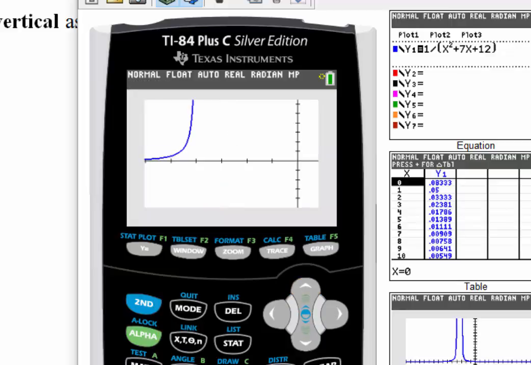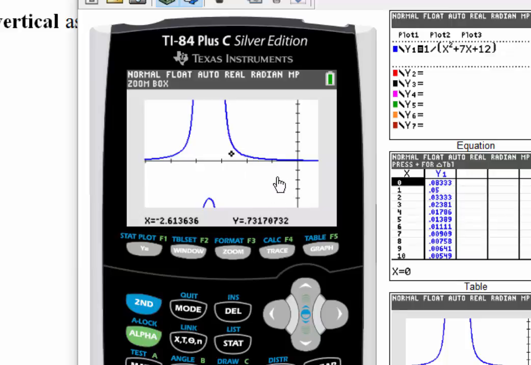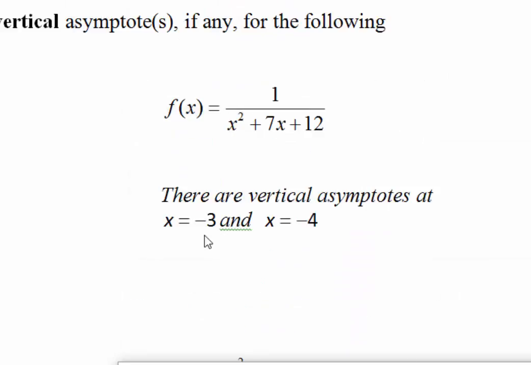I did that just because I really wanted to zoom in on x equals negative 3 and x equals negative 4. Here's 0, 1, 2, 3. And you notice I can draw an imaginary dotted line through x equals negative 3, and the blue line will never touch. And at negative 4, there's another imaginary dotted line. And those imaginary dotted lines really are represented by x equals negative 3 and x equals negative 4. They symbolize the vertical asymptotes.